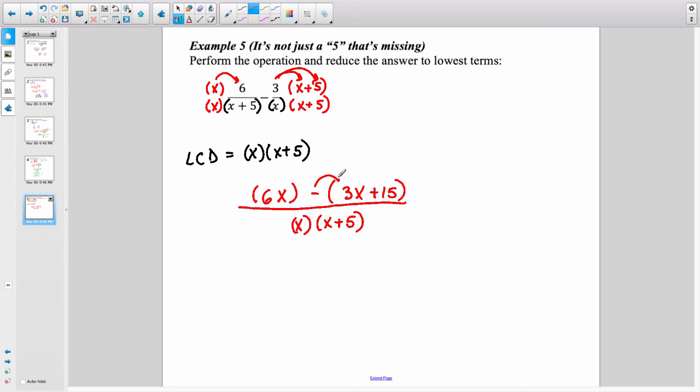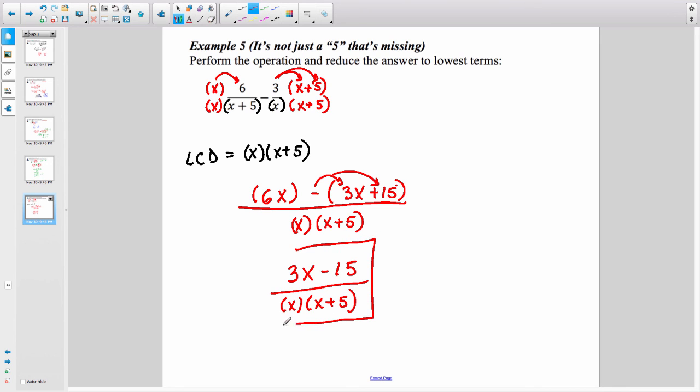Let's distribute this negative and combine like terms. So that's going to be 6x minus 3x and a negative 15 all over x plus 5. Okay, so now I want to simplify this answer.